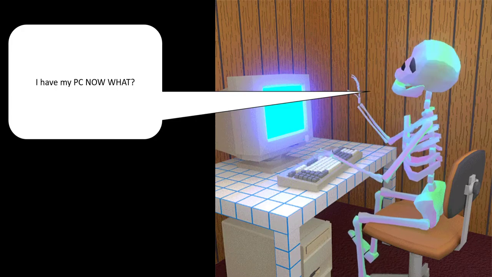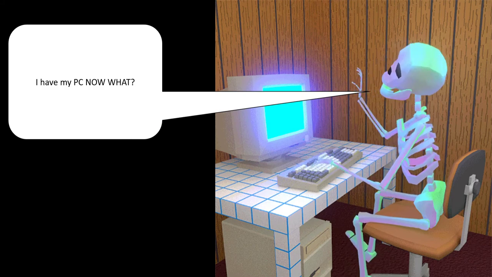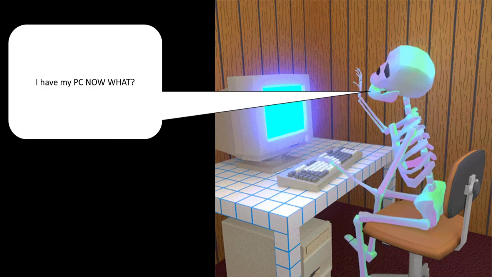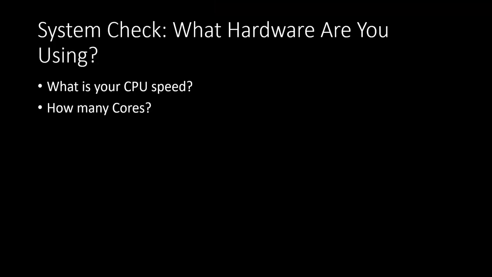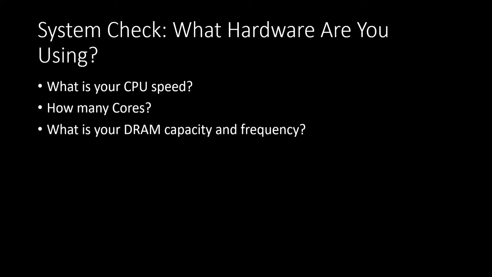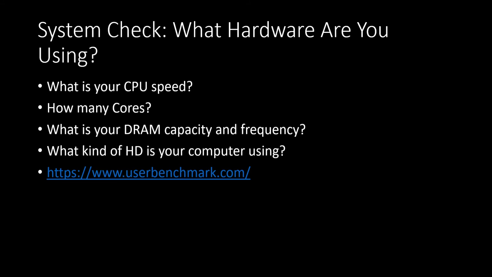Okay, so you have your PC, now what? What are the next steps? I think for all of us right now, it's probably a good exercise to see what you're working with. So what is your CPU speed? How many cores does your CPU have? What kind of DRAM capacity and frequency do you have? What kind of hard drive is your computer using? And to answer all of these questions, I'd like you to go onto www.userbenchmark.com. You can download the software there, which doesn't require an installation or anything like that, and then you can run it.